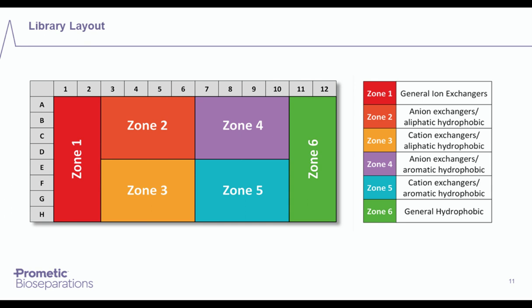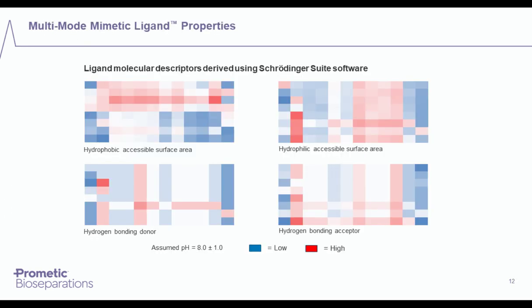Zone 6, on the right, contains predominantly hydrophobic ligands, so binding will occur at predominantly high ionic strength and elution at low ionic strength. And the zones in the middle, zones 2, 3, 4, and 5, contain mixtures of ionic and hydrophobic groups organized into predominantly anionic, zones 2 and 4, and predominantly cationic, zones 3 and 5, groups. The aliphatic hydrophobic groups are gathered together in zones 2 and 3, and the aromatic hydrophobic groups are found in zones 4 and 5.